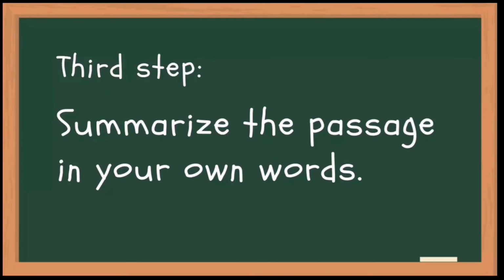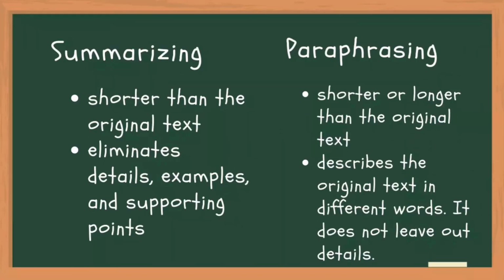Let us first know the differences between summarizing and paraphrasing. So how is summarizing different from paraphrasing? A summary and a paraphrase may look alike. However, there are differences. The summary is shorter than the original text, while a paraphrase can be shorter or longer than the original. A summary eliminates details, examples, and supporting points, while a paraphrase describes the original text in different words. It does not leave out any details.